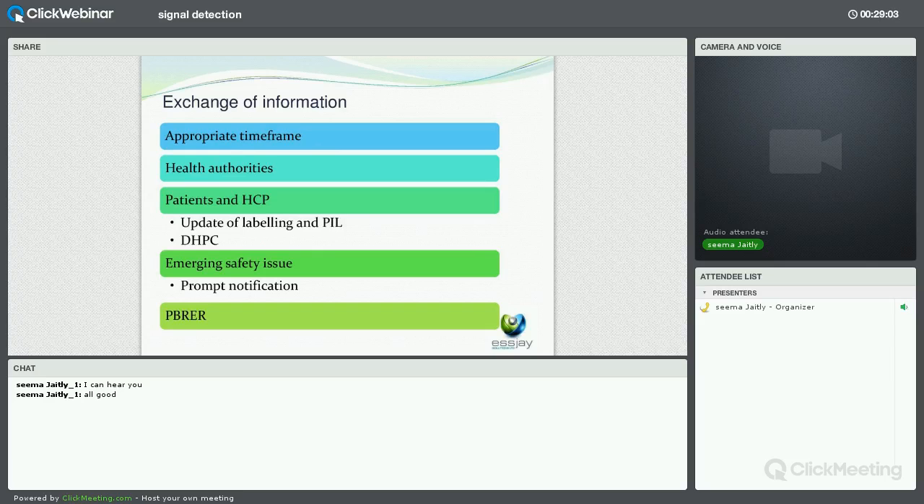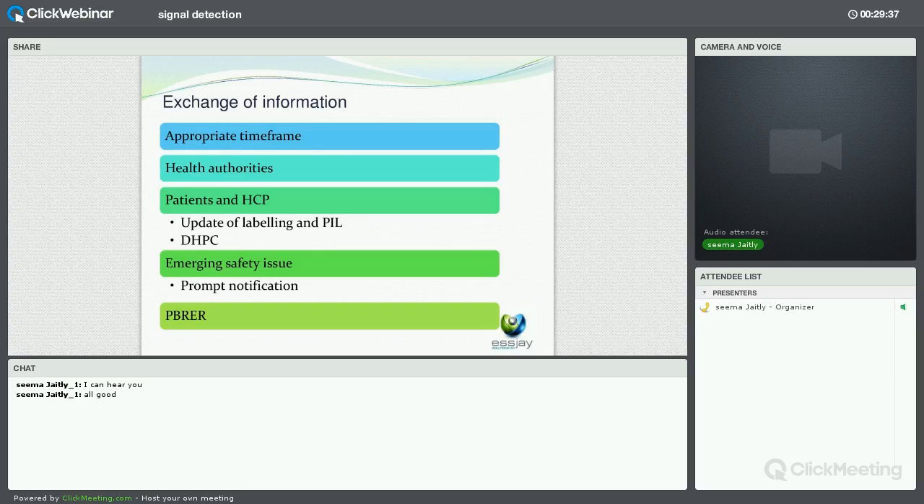3 months is for a medium issue, and 6 months is more for a routine, not a routine update, but a non-urgent signal, I should say. And then you would need to submit that to the health authorities, and then you would eventually have that go out to the healthcare professional through your updated label and your patient information leaflet. Now, if there is a significant or urgent safety issue or something that impacts warnings and precautions, for example, you may well need a direct healthcare professional communication as well.